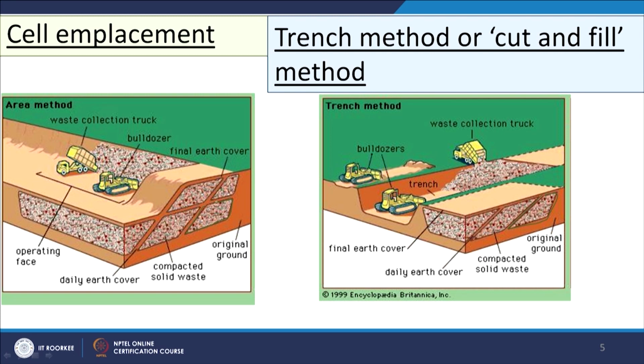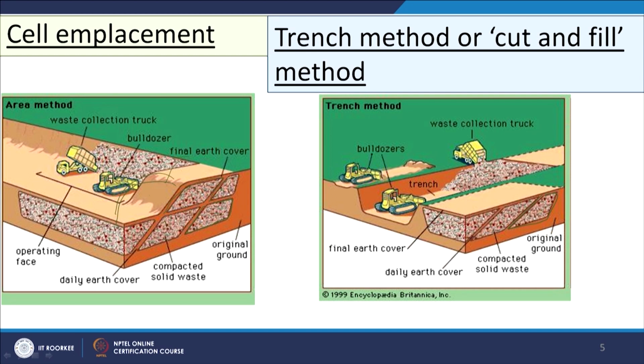In cell emplacement method, we have dug up a large portion of the land and we fill and compact. So this is the filling of the waste that has been collected by waste collection truck. This is the bulldozer that's trying to compact the waste material, and then we'll put a cell mud cover over it and create the first cell, and then we'll add more waste, compact it, and we'll add another cell. We'll add more waste and then we'll compact it and we'll add an earth layer to make another cell, and so on and so forth. This is the cell emplacement method.